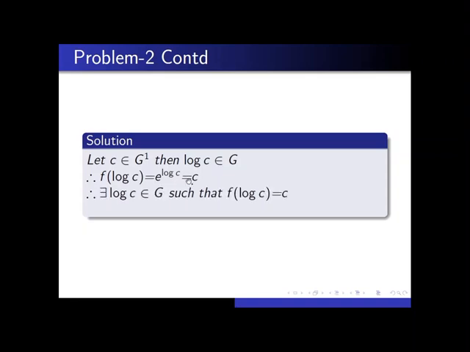That means there exists log c belonging to G such that f of log c is equal to c. That is, for every element in G dash there is a pre-image. So this is the condition for an onto function. So we can say that f is onto.